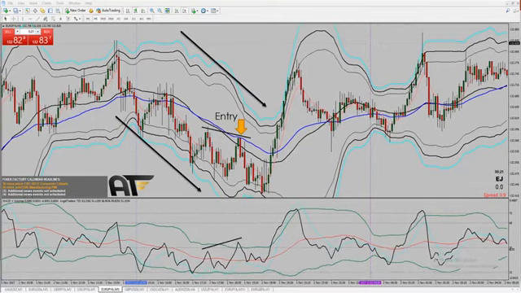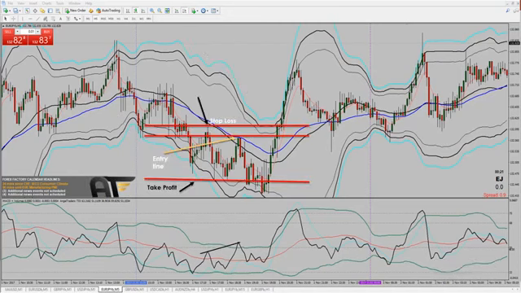So as you can see here, we have our entry point. What we like to see is our Bollinger Bands and our sentiment line right here pointing in the direction of the trade that we're taking. So in this case, it comes down, lower high, higher high. We take the entry off of the 50 moving average.